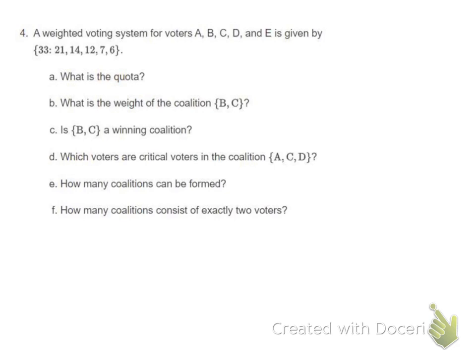Number 4. All right, what would the quota be there? The quota would be 33. The weight of B and C would be 14 plus 12, which would be 26. That would not be a winning coalition because it's less than 33.